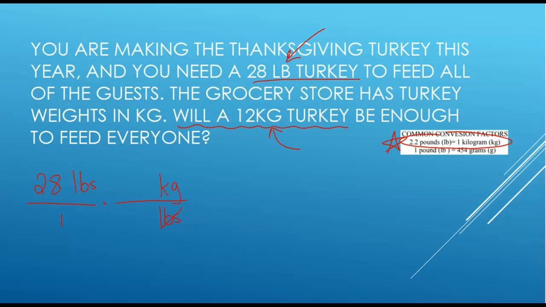So it's a direct conversion again. And 2.2 on the bottom, 1 on top. Multiply everything on top, divide everything on the bottom. So 28 times 1, 2.2 times 1, and we'll divide it in the end and get 12.727. And now our answer is in kilograms.